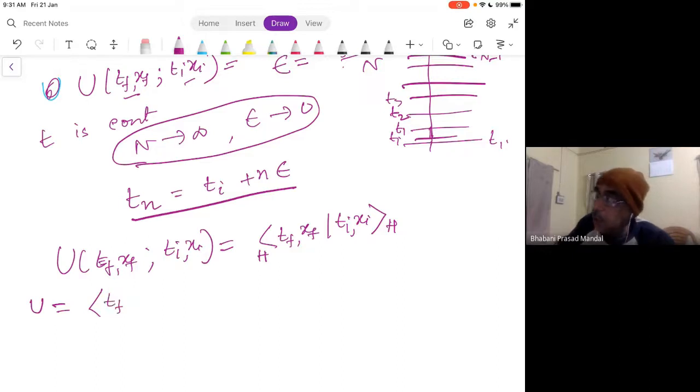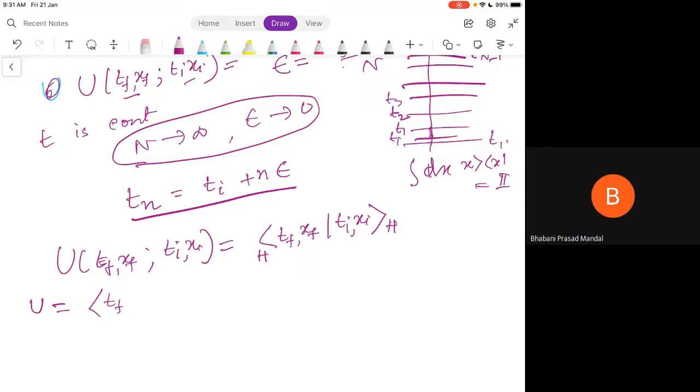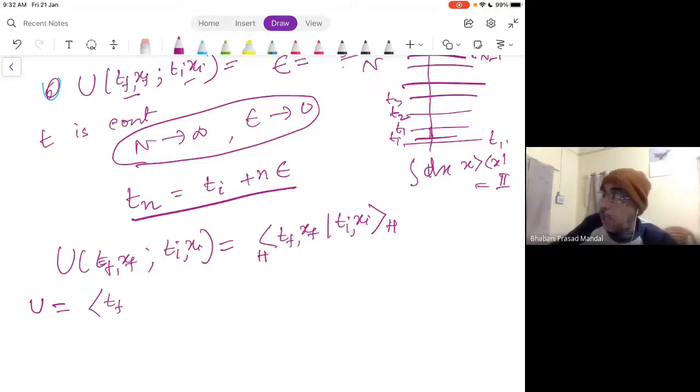So how can I break it? I can break it by putting in the completeness relation for the position: integral dx |x><x| equals 1. So I will insert that at every point, in the Heisenberg picture. Then we will have n such inner products, which we can calculate one by one and then multiply.